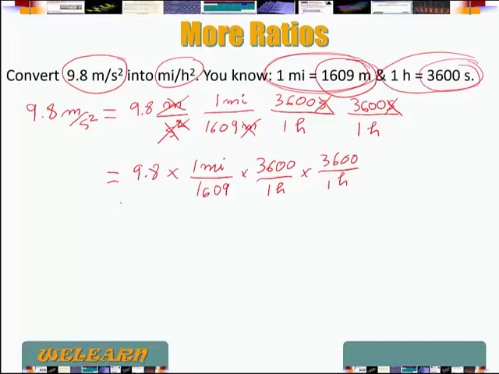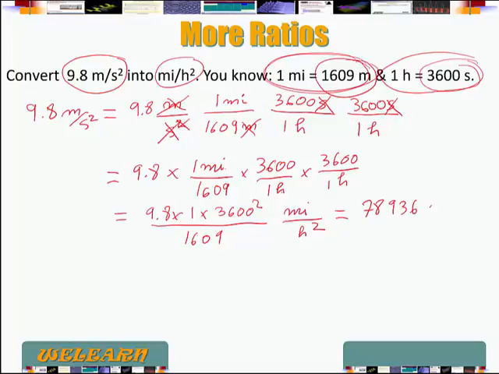So we group the numbers together and the units together, so we are left with 9.8 times 1 times 3600 times 3600, so that would be 3600 squared, over 1609 times 1 times 1, and the units miles over hour times hour, hour squared, which is equal to 78,936 miles per hour squared.